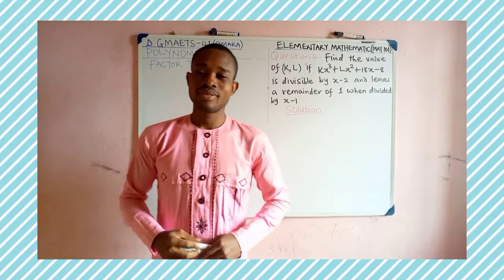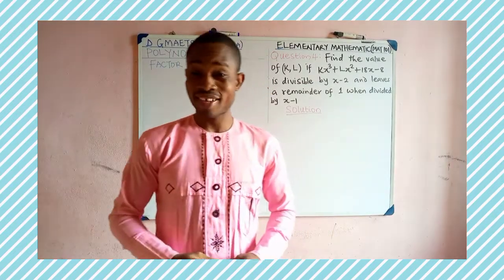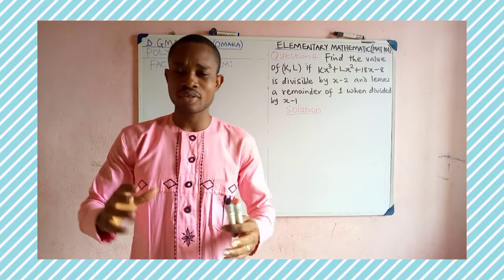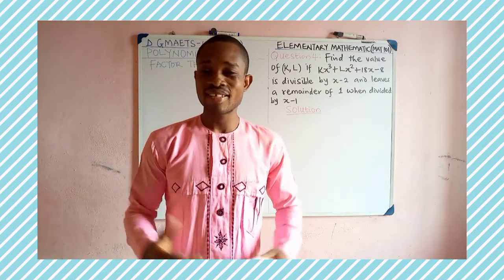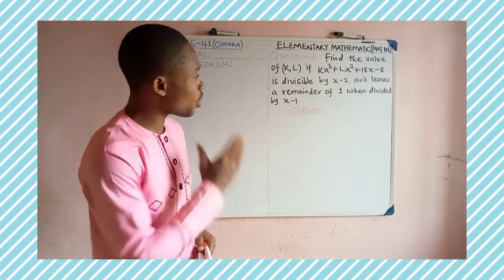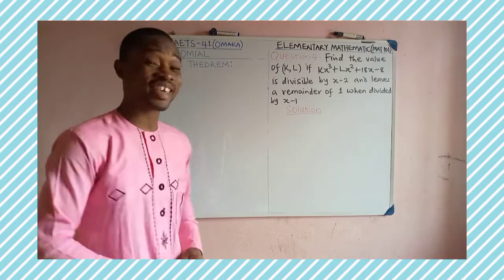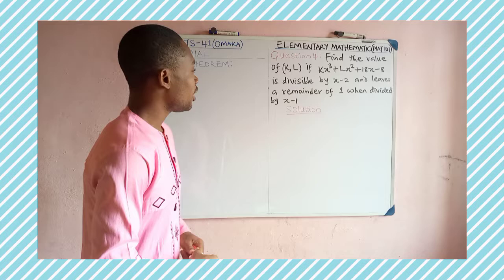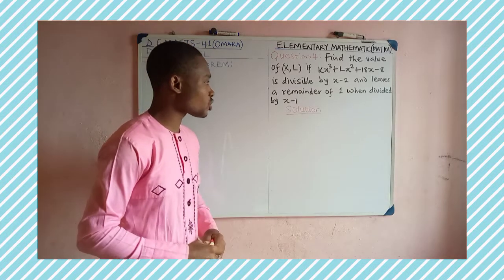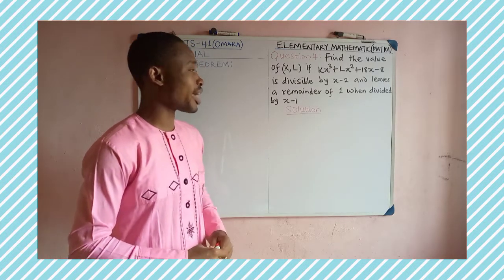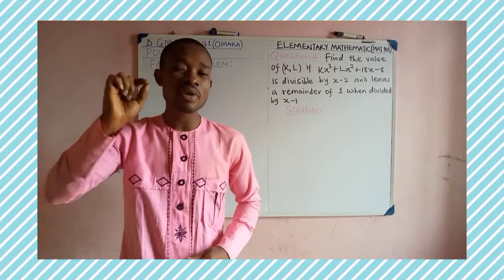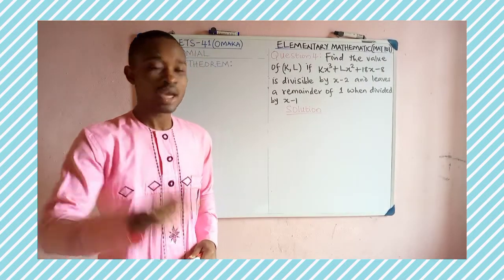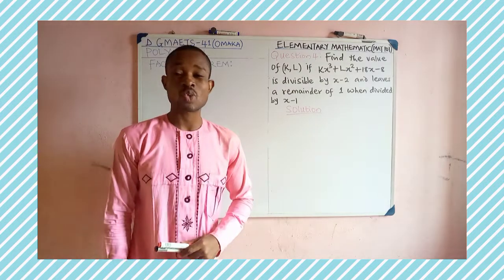And now, next question, number 4. We've got a question that combines the theory of remainder and factor theorem. So let us see how we handle such a problem, okay? Now the question reads, find the value of k, l, if kx raised to the power 3 plus lx raised to the power 2 plus 18x minus 8 is divisible by x minus 2 and leaves a remainder of 1 when divided by x minus 1.